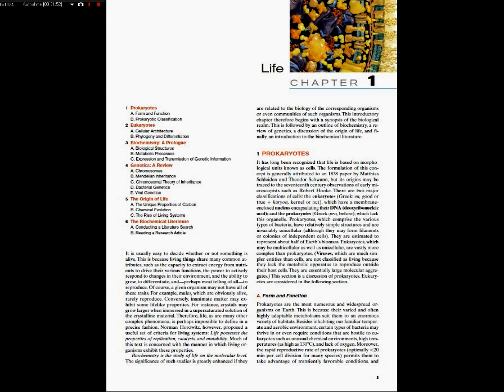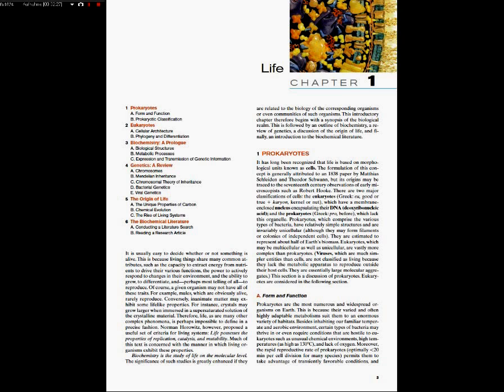It has long been recognized that life is based on morphological units known as cells. The formulation of this concept is generally attributed to an 1838 paper by Matthias Schleiden and Theodor Schwann, but its origins may be traced to the 17th century observations of early microscopists such as Robert Hooke.